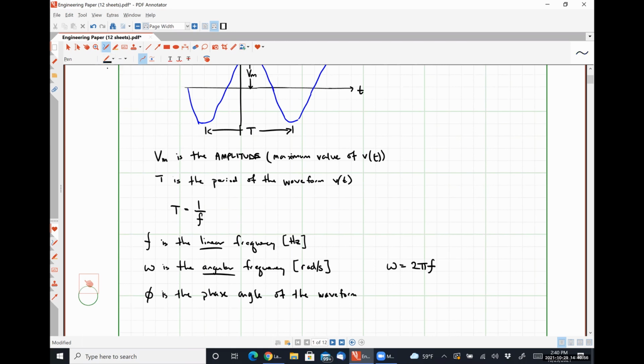Changing the phase angle shifts the waveform along the time axis without changing the amplitude or the frequency, okay? So it's literally just shifting that waveform left and right, depending on what the value is, but its amplitude and frequency are fixed. We're just sliding it back and forth along that horizontal time axis, okay?